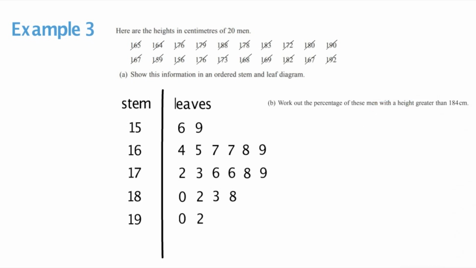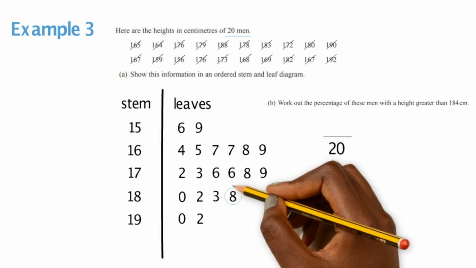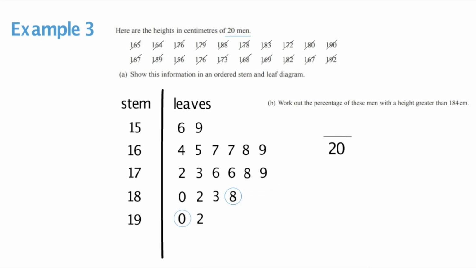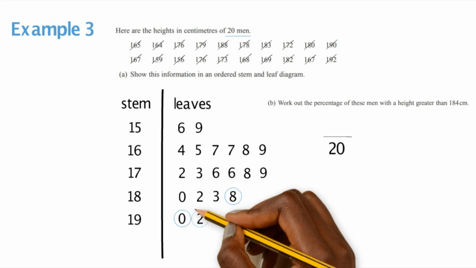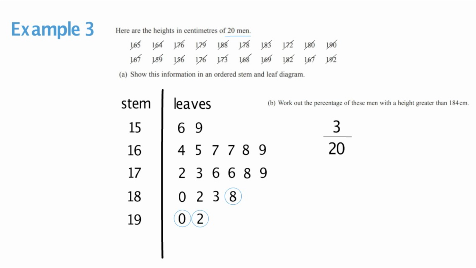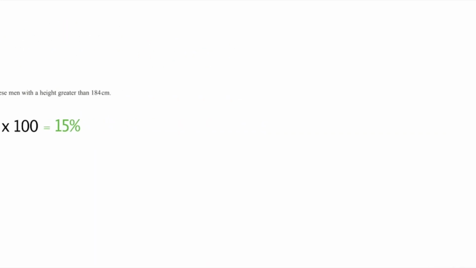So then looking at the follow-up question, it says work out the percentage of men with a height greater than 184. Because it's out of 20 men, I would work it out as a fraction first, so I'd put 20 as my denominator. Then I'm going to circle the numbers in the stem and leaf that are greater than 184. That includes 188, 190, and 192. There are only 3 numbers greater than 184, so it would be 3 out of 20. Because we're dealing with percentages, to turn fractions into percentages, times by 100, and it'll be 15%.